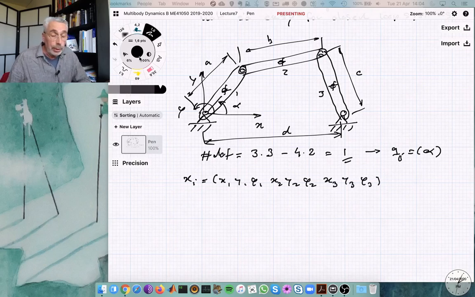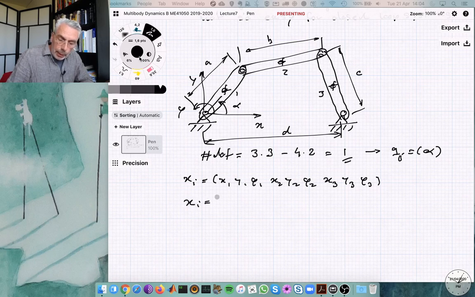And our goal is now, of course, for this closed loop system to find the expression of these coordinates in terms of this one generalized coordinate. And that should be possible, because it has 1 degree of freedom, so this is the describing coordinate. So xi is a function of qj, that's now the thing we're going to determine.